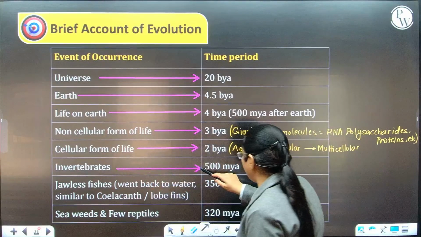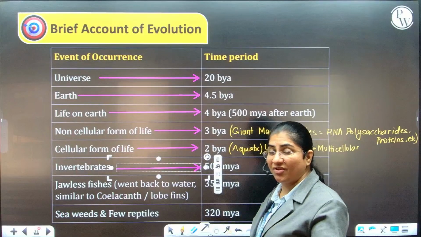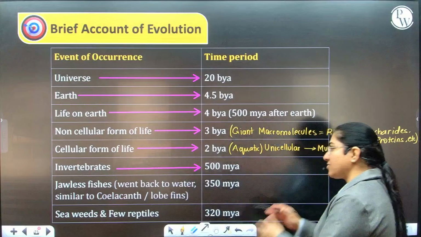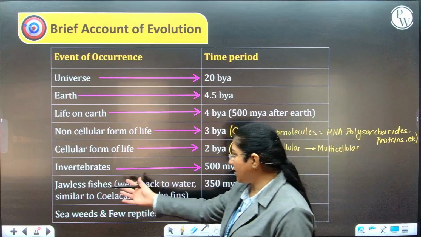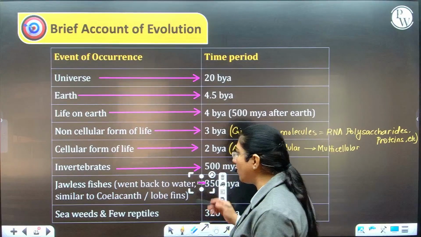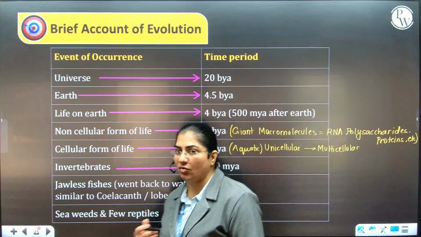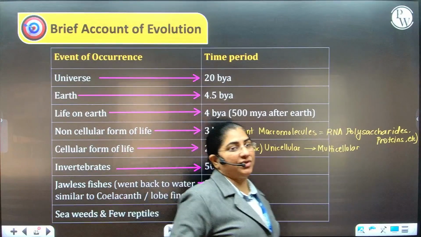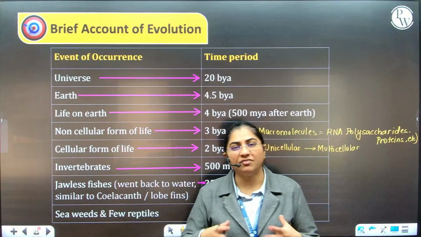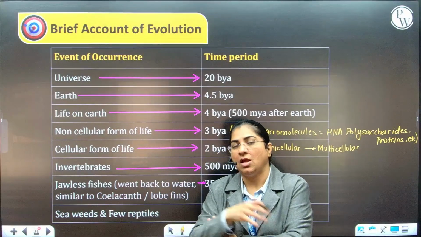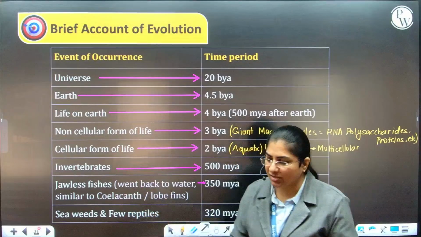Invertebrates were then the first to come into existence. However, plants invaded first and then animals. Amongst animals, the invertebrates, and then slowly, gradually, vertebrates. So, jawless fishes were the ones who came approximately 350 million years ago. They were similar to coelacanth or lobefins. They were thought to be extinct. However, in 1938, in an African aquatic habitat, a similar coelacanth fish was found.